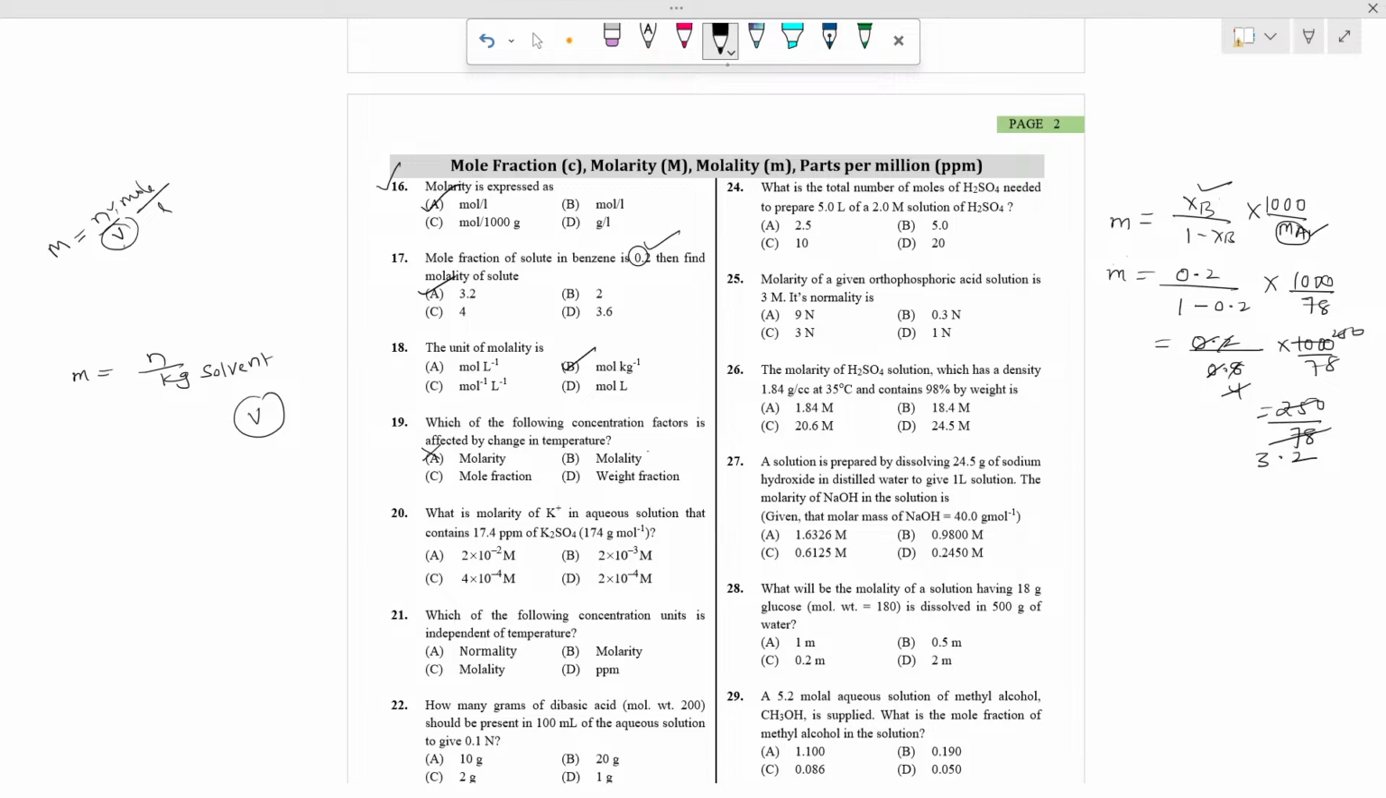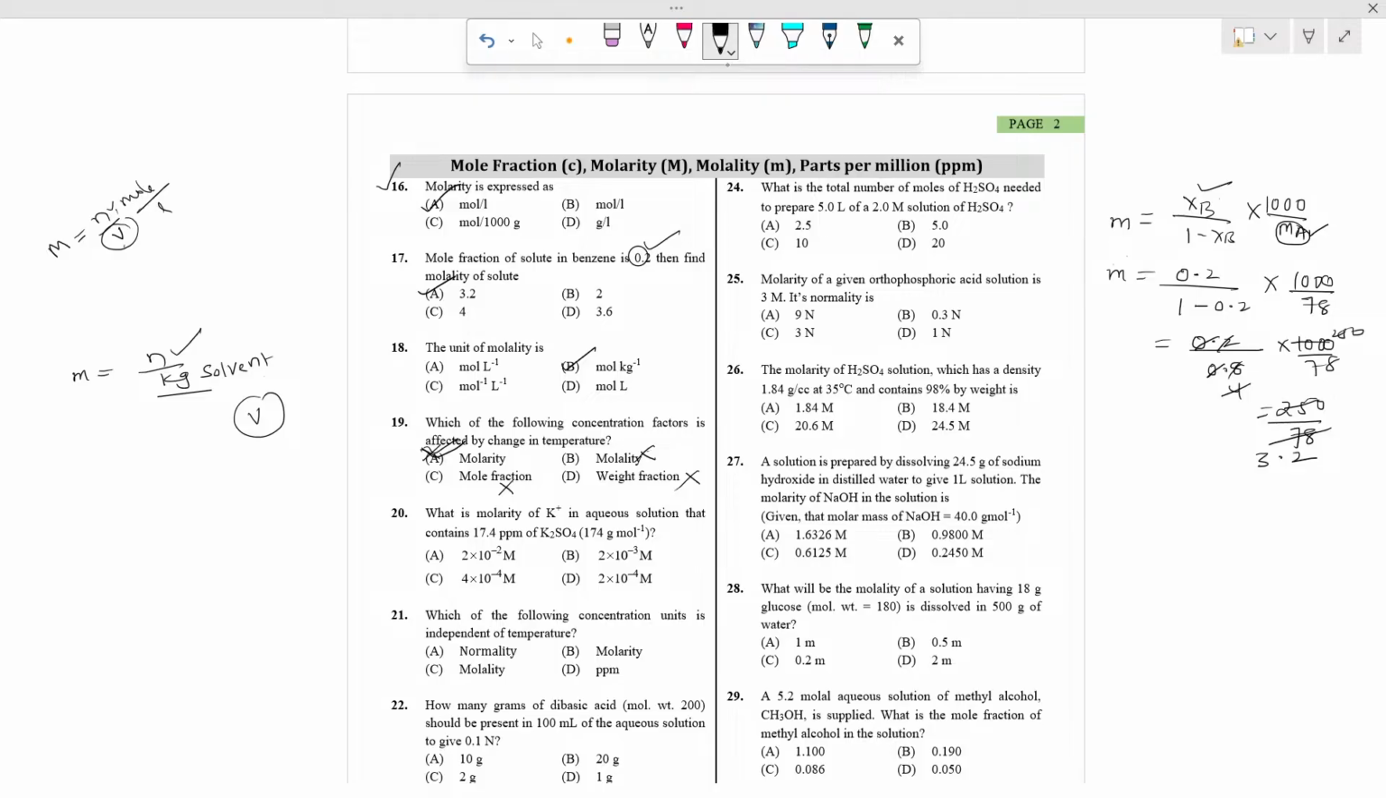Next, molality. The definition of molality is number of moles upon kg of solvent. They are asking which one is affected by change in temperature. Yes, molarity. Question once again I am reading: which of the following concentration factors is affected by change in temperature? Here volume is there, so this will be affected. Molality is number of moles upon kg, so it will not be affected by temperature. Mole fraction also will not be affected. Weight fraction also will not be affected. So the answer is molarity.